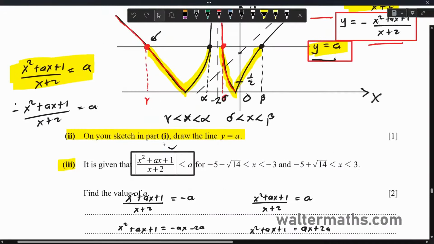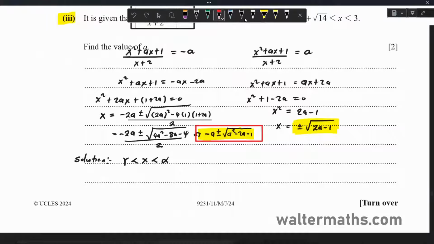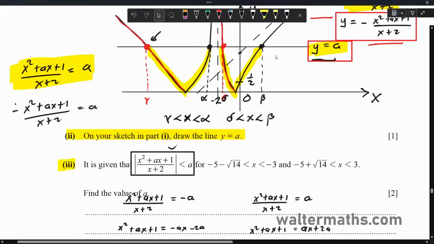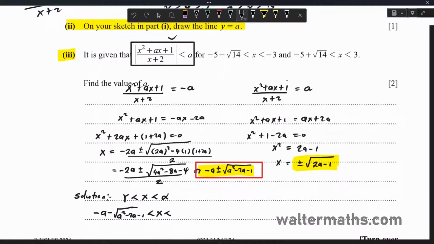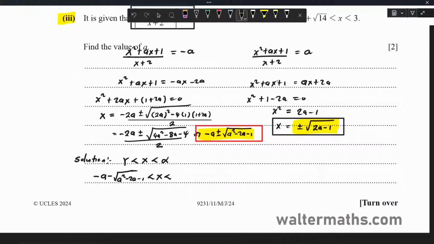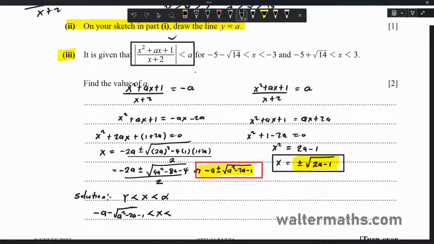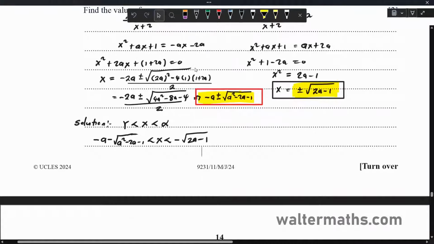So where the red line, the lower one, is minus a minus the square root of a squared minus 2a minus 1, and it's less than x, and it's less than alpha. Alpha is this point here, the black solution where the original graph intersects. So these are the solutions we got for the black intersection, which is minus the square root of 2a minus 1. So this is the first solution.